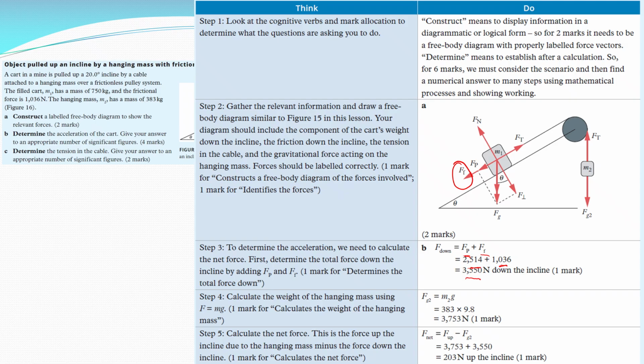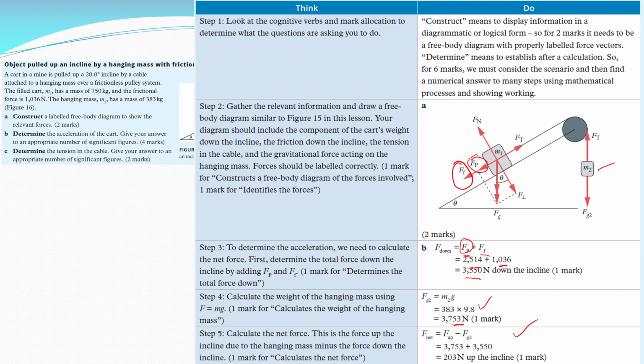All right, remember, how did I get that number? This number here, mg sine theta, is what we did before. All right, calculate the weight of the hanging mass, this guy over here. So it's 383 kilos now, times 9.8, so it's 3,700. Instantly you can see which one's bigger. This guy's bigger, so we're going to accelerate up the incline.